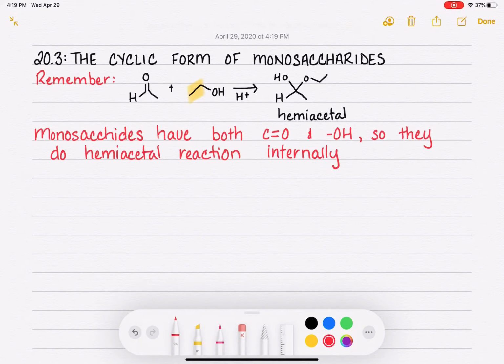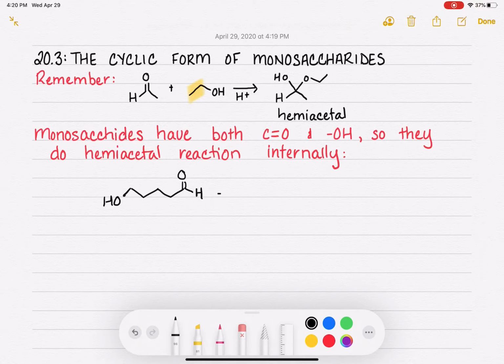Meaning that instead of having an aldehyde and an alcohol reacting together to make a hemiacetal, you have something like this, and this is not going to be a monosaccharide, but something that has the aldehyde and the alcohol, and they react together in the hemiacetal reaction. This is kind of tricky to visualize, like how this would actually work. When you do this sort of internal hemiacetal reaction, the product of the reaction is going to be a ring.